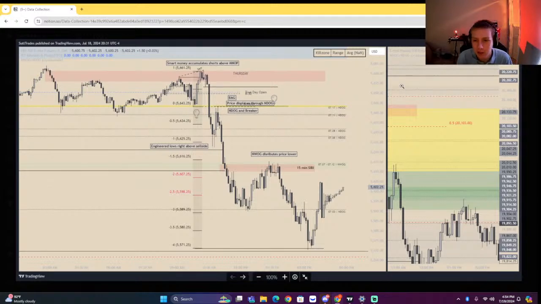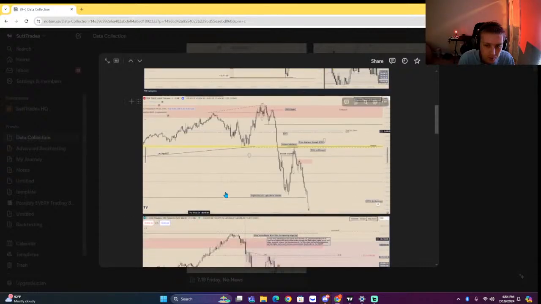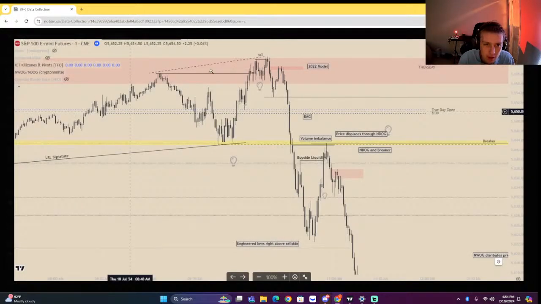Or I was about to say, was this today? No, this was yesterday. We had SMT, buy side taken, shift in market structure, 2022 model, and then we ended up displacing. We ended up using the volume imbalance and the new day opening gap and that breaker. It's not just a high broken turn support or resistance, or low broken turn resistance. It's all these factors around that.